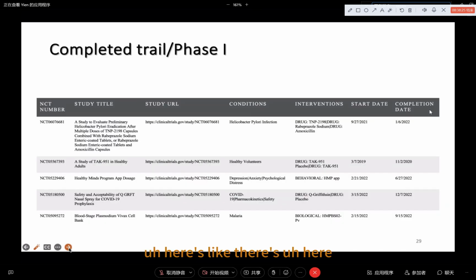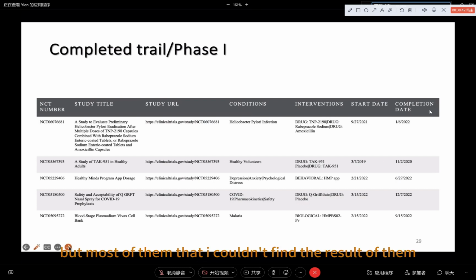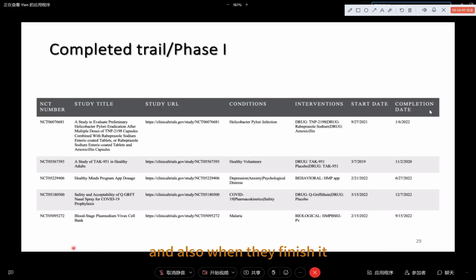Here you can see 5 other completed studies in phase 1. Some of them passed and some were canceled, but most were accepted, as I found them under the category of completed. They finished, but for most of them I couldn't find the results. And there's also the same thing, the ID, and when they started and when they finished.